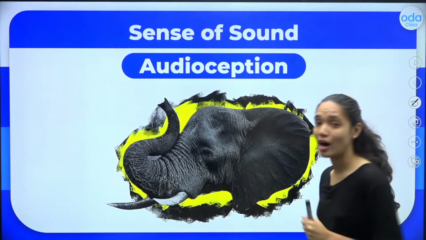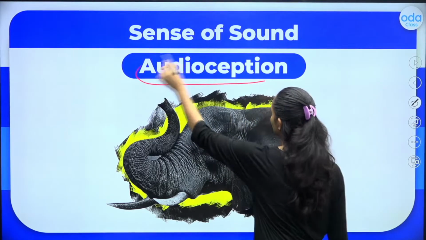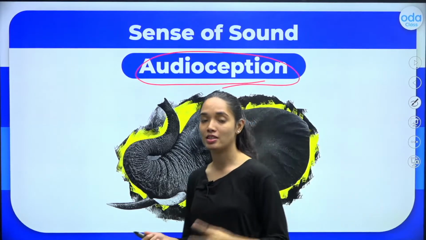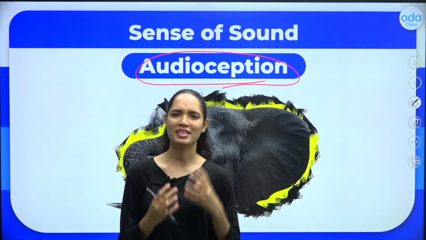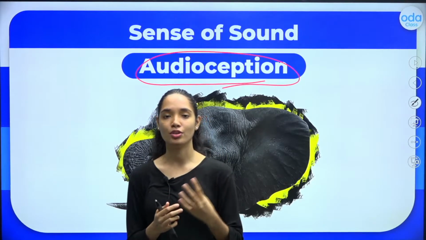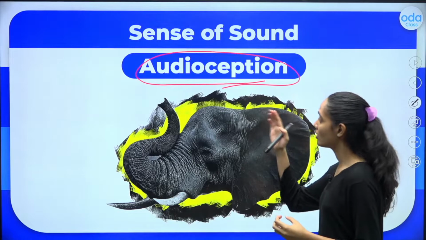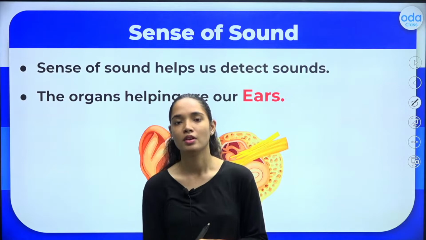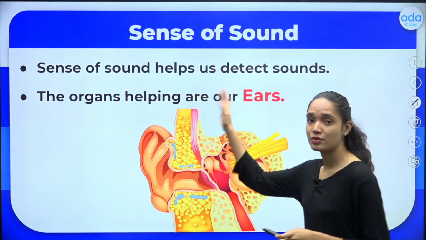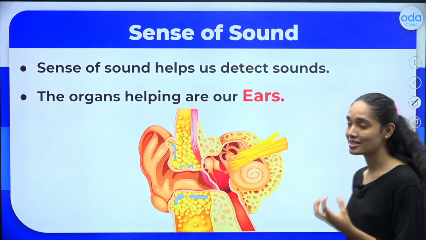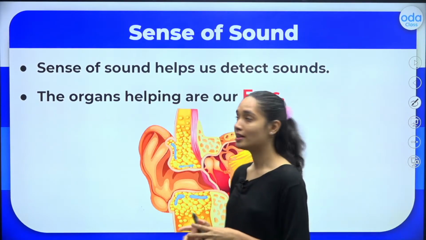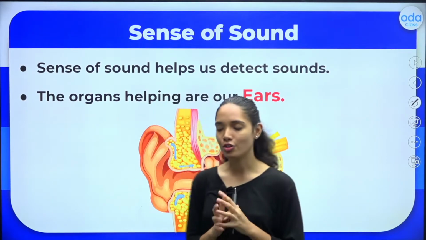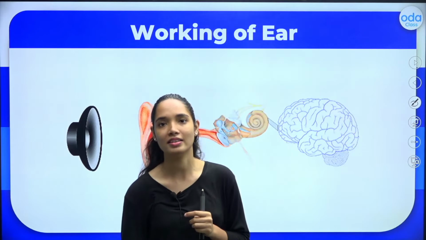So sense of sound is also known as audioception. What is audioception? It's the ability to hear. Audio basically means sound. So it's the ability to hear. So sense of hear or sense of sound also refers to audioception. So my dear students, sense of sound helps us to detect sounds, and all of us know the organ that helps us is the ears, right? So do you know how does an ear work? How does an ear work?